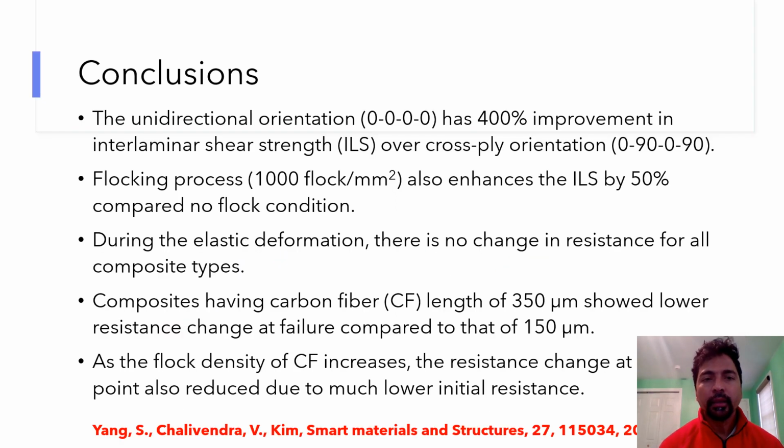So to conclude, the unidirectional system showed 4% improvement in interlaminar shear strength compared to the cross-ply system. In the flocking process, 1000 fibers per millimeter square showed an optimum level of 50% increase in interlaminar shear strength compared to the no flock condition. During elastic deformation, we have not seen any change in resistance for all composite types. And composites having longer carbon fibers showed lower resistance change at failure compared to 150 microns because they have very low initial resistance before you start applying the load.